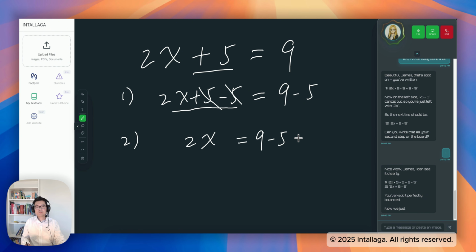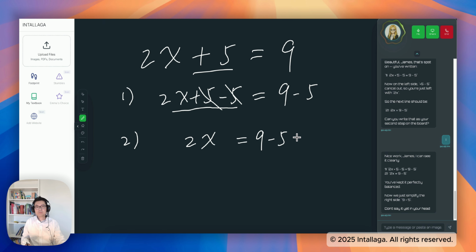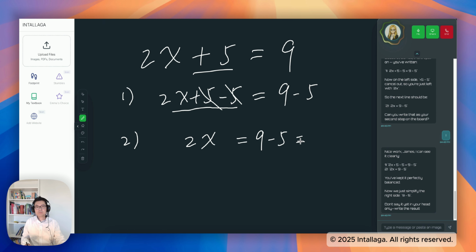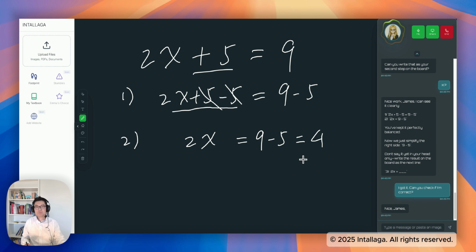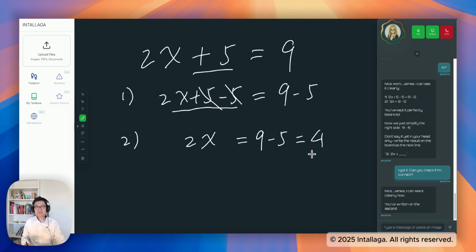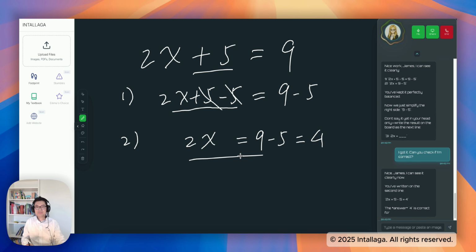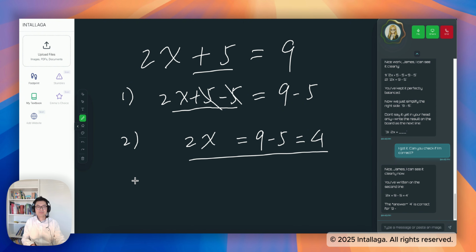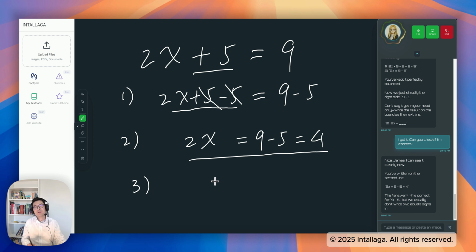Now we just simplify the right side, 9 minus 5. Don't say it yet in your head only. Write the result on the board as the next line. Can you check if I'm correct? Nice, James. I can see it clearly now. You've written on the second line, 2x equals 9 minus 5 equals 4. The answer 4 is correct for 9 minus 5, but we usually don't write two equal signs in one step like that. Oh, sorry, I didn't know that.